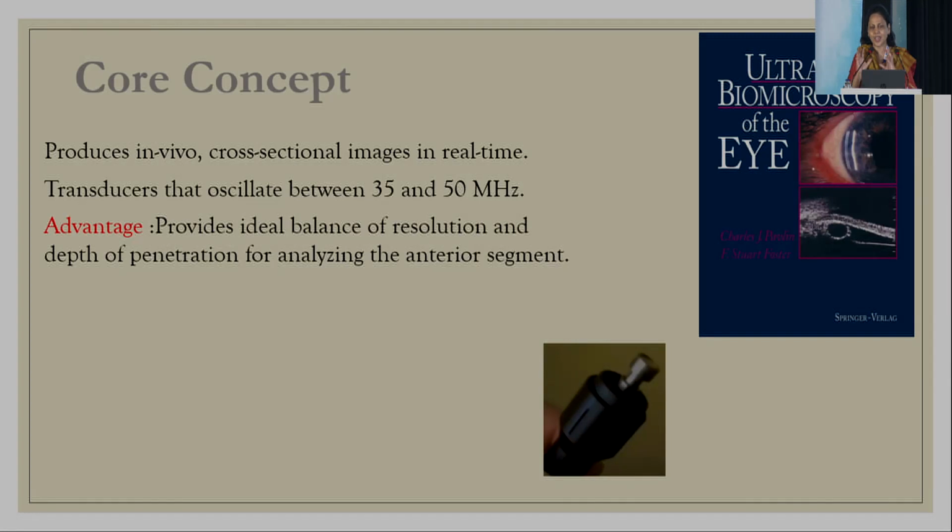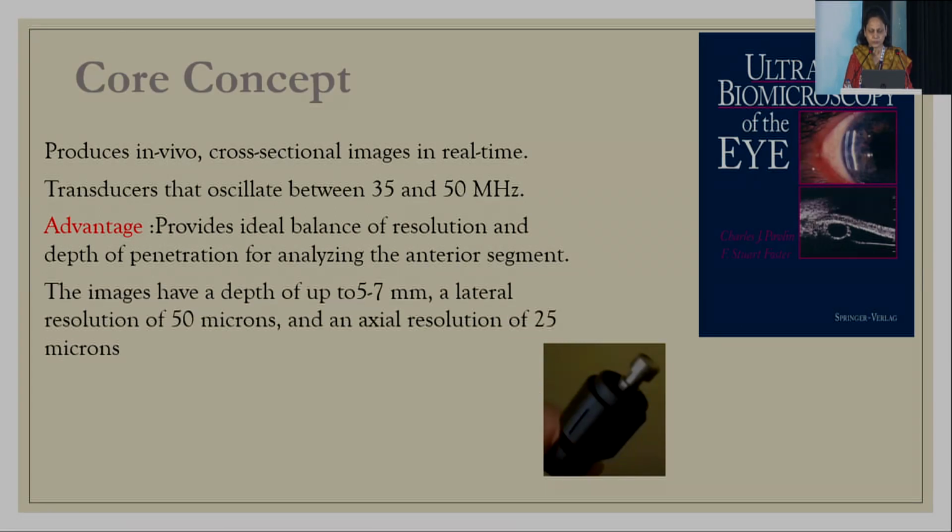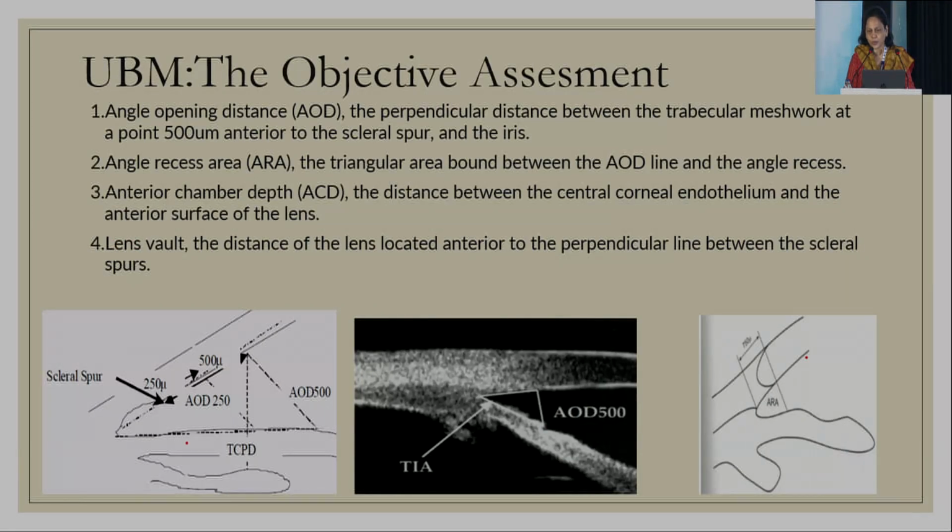When you're visualizing any structure, you have to consider which structure you want to see, and what the resolution and magnification are for detecting any pathology in it. To note it, it has a depth penetration of 5 to 7 millimeters, a lateral resolution of 50 microns, and an axial resolution of up to 25 microns. Now this is what I was talking about. This gives us an objective assessment. Here you can see the angle opening distances, you can see the TIA 1, 2, and all these things can be measured with UBM, which cannot be done with gonioscopy.